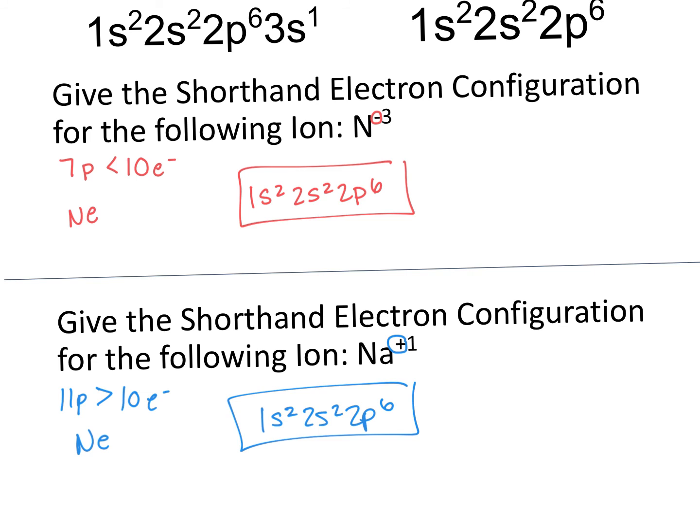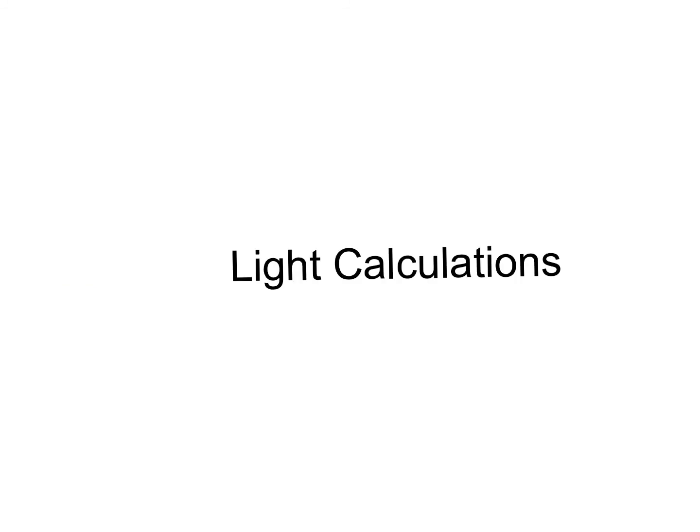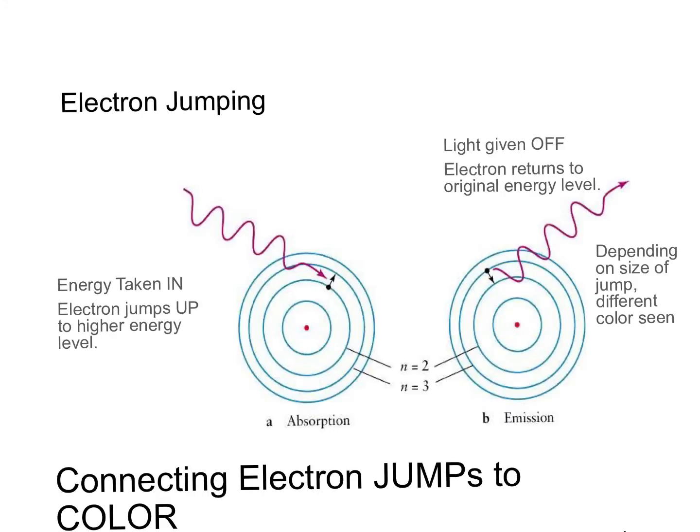That concludes our configuration for ions. Now we are going to discuss light calculations. When we discuss about light calculations, the most important part is that we're really focusing on the electron. Whenever the electron is taking in energy, okay, this is where I am going to jump up. So in this case, I jump up and I'm going to move into my energy level. So I take energy in and I hop up an energy level.